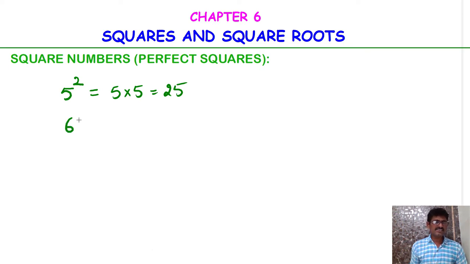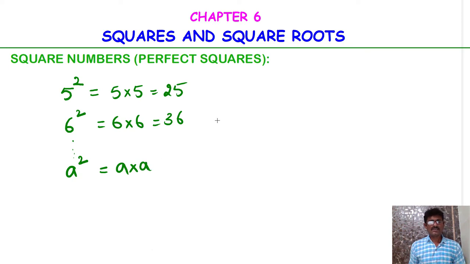Similarly, 6 squared is nothing but 6 times 6, which is equal to 36. In general, if we take a, a squared is nothing but a times a. So, the square of any number is the number multiplied by itself.